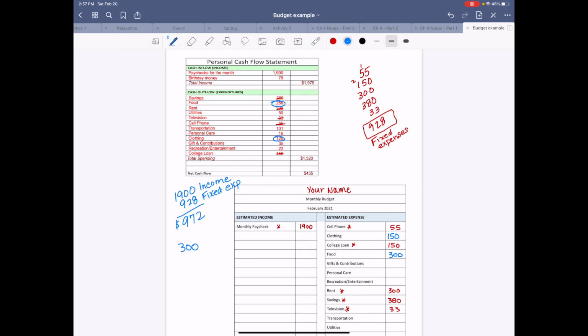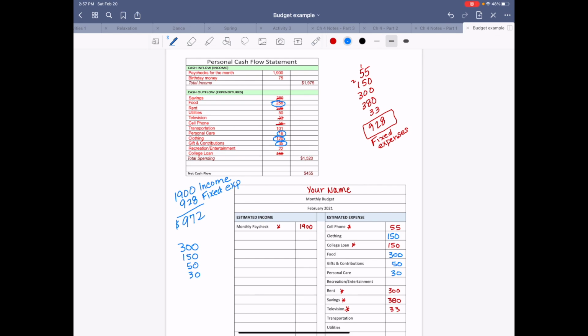Gifts and contributions, we said $35. I'm just going to allow 50. And again, I'm just putting an estimate of what I could put in there. So we have 300, 150, and we added another 50 in there. Then we have personal care of $16. Okay, so personal care might be a little bit more. Maybe I'll put $30 in there.